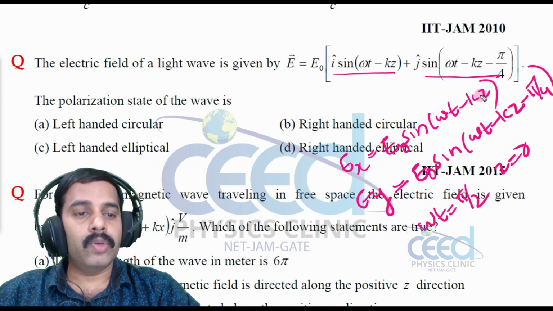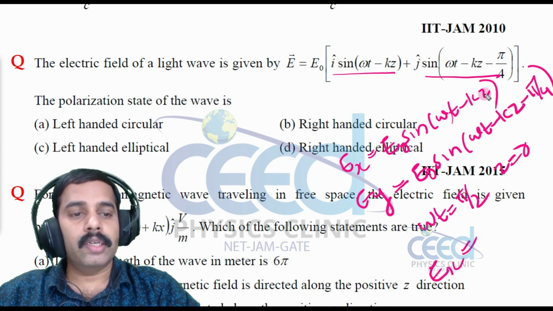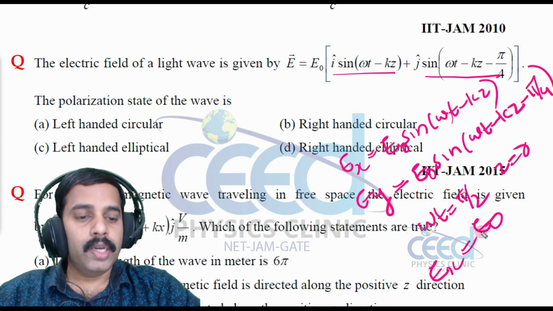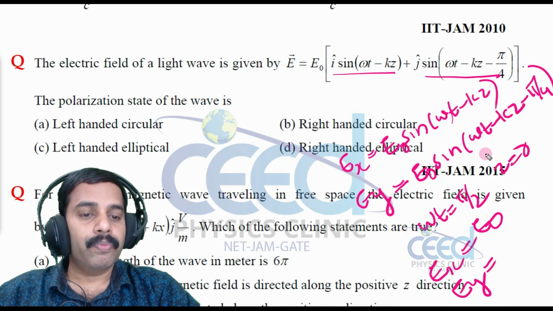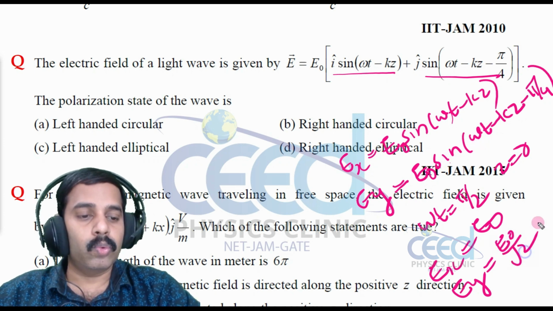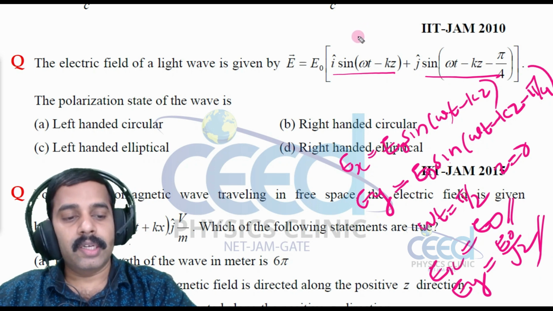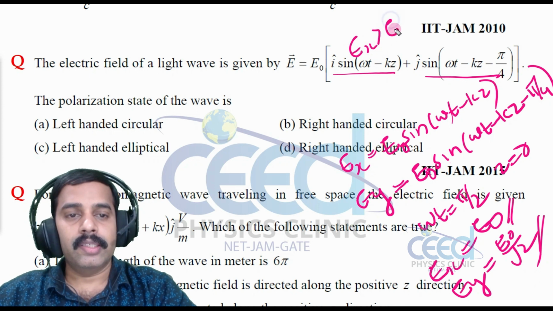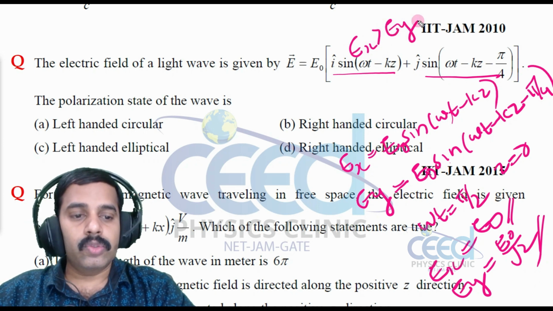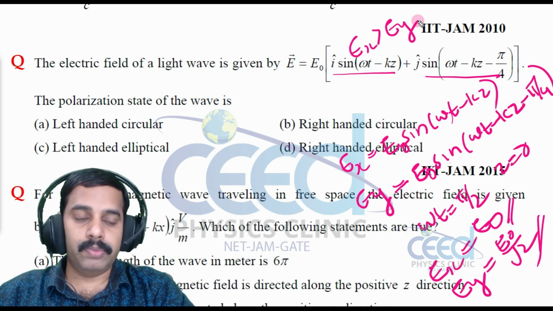So omega t is equal to pi by 2 and z is equal to 0 means here Ex is equal to sin pi by 2, which is 1, right? Here z is equal to 0. So E0. And what about Ey? Ey is equal to, at that time z is equal to 0, pi by 2 minus pi by 4, pi by 4. So sin pi by 4 is 1 by root 2. So E0 by root 2. So the amplitude is different, right? That means Ex is greater than Ey, right? So this represents an ellipse, right? So from the condition we already know this is an ellipse. Now we require whether it is a left-handed or right-handed ellipse, right?